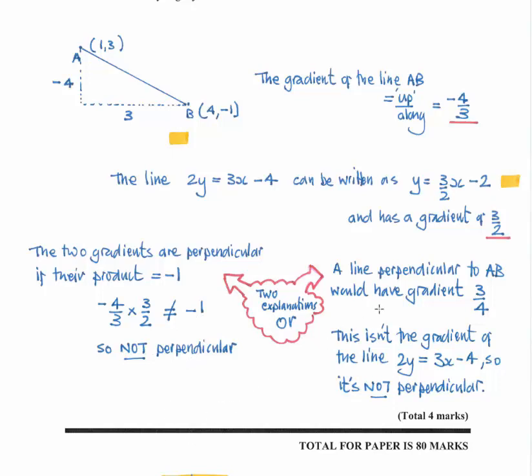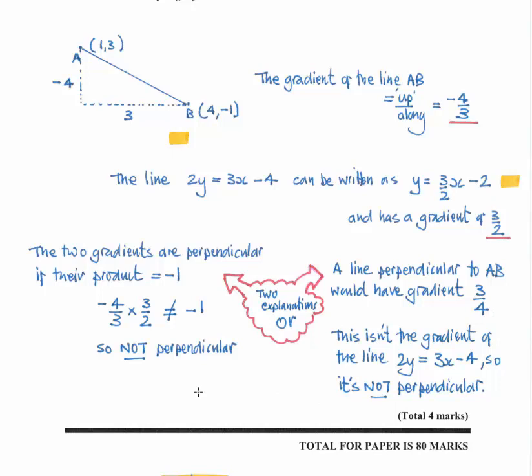Another way of saying it is this. Here is a line perpendicular. If this has a gradient of minus 4 over 3, then the gradient of a line perpendicular to that will be found by flipping this upside down, 3 over 4, and changing the sign from positive to negative, or negative to positive. So the gradient of a line perpendicular to this one will have a gradient of 3 over 4. I've changed the sign from negative to positive, and I flipped it upside down. So this is the gradient of a line perpendicular to AB, and this is the gradient of the line they gave us. These aren't the same number, so it's not perpendicular. I hope that was helpful to you.